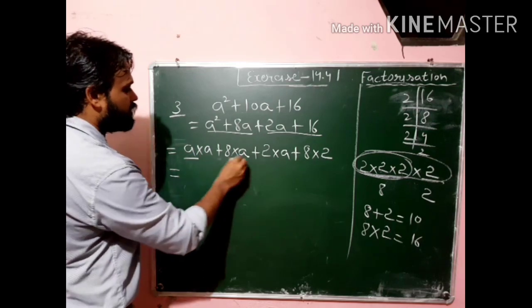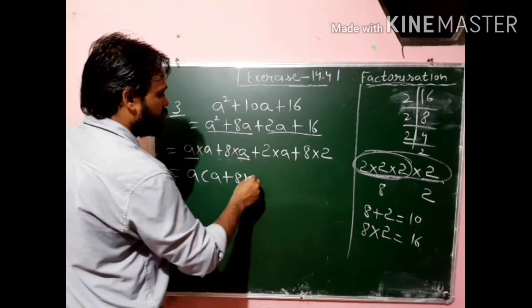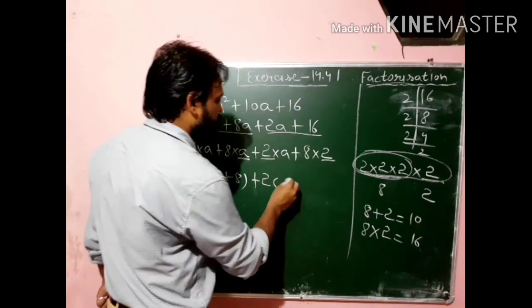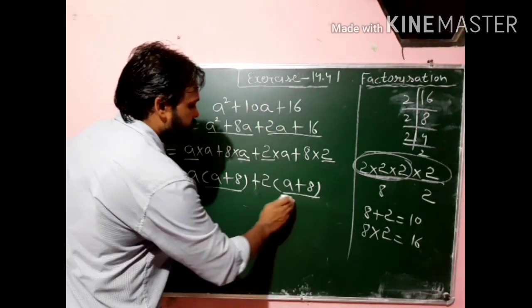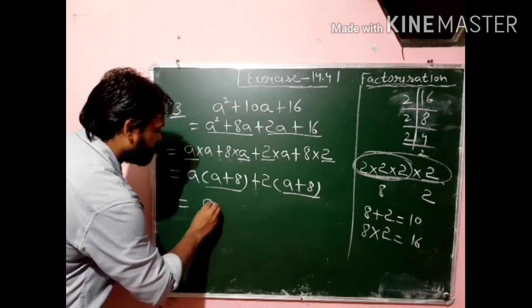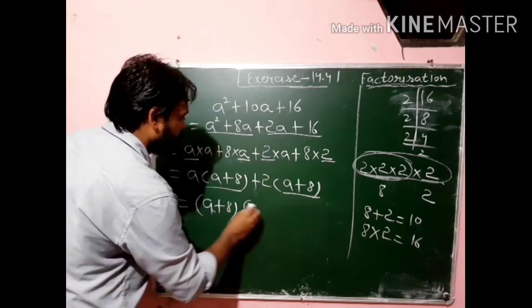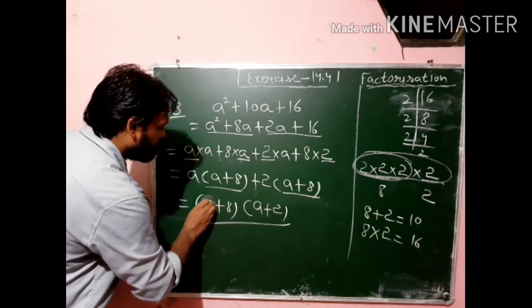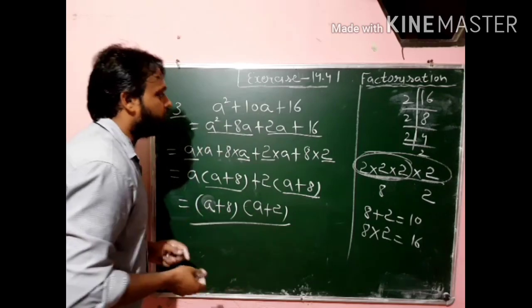So okay, now take the common term, a is common, so now this one a plus 8 is here and then plus sign as it is. 2 is common in this case, of course, then a plus 8 is here. Now you can see a plus 8 is common, so take this a plus 8 outside of the term, and now you can see here a plus 2 is inside the bracket. So this way I find the factors of this algebraic expression. I hope this is clear to you.